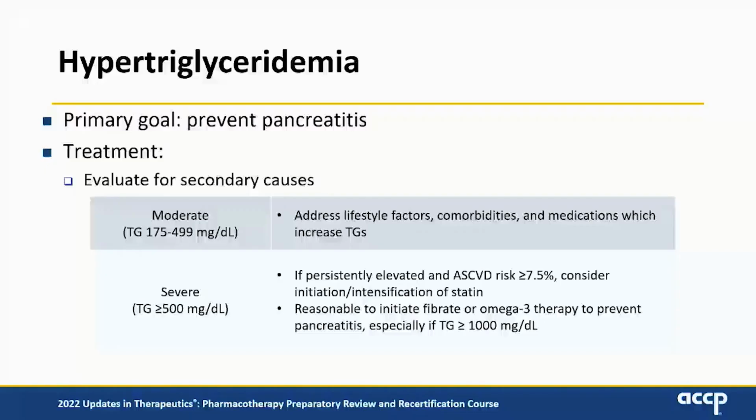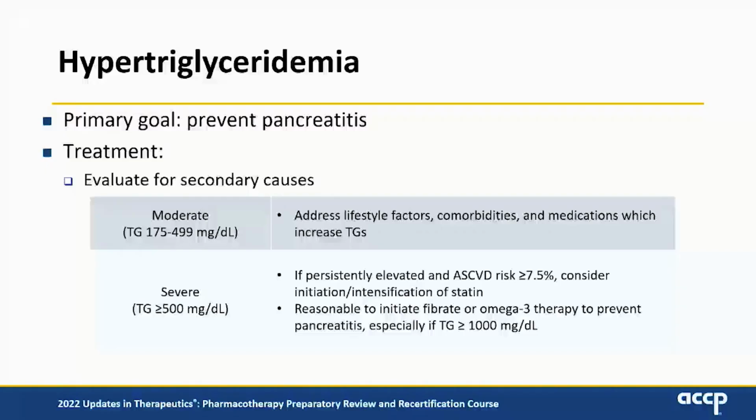So the first thing that you'll want to do is evaluate your patient for potential secondary causes. So these can be metabolic things, they can be like diet things, like a high trans fat or saturated fat diet, things like hypothyroidism, biliary obstruction, and then of course we know there's a lot of drugs that can increase triglyceride levels, so things like glucocorticoids, cyclosporin, diuretics, things like that, monitoring for those potential causes and addressing them first. If your patient has moderate hypertriglyceridemia, in addition to addressing their lifestyle factors and comorbidities, we may want to also discontinue any of these medications which can increase triglycerides.